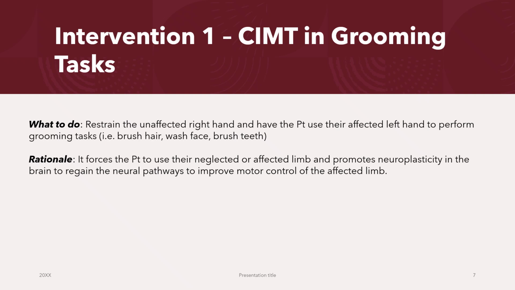Our first intervention is constraint-induced movement therapy. Constraint-induced movement therapy involves restraining the unaffected right hand and having the patient use their affected left hand to perform grooming tasks like brushing their hair, washing their face, brushing their teeth, or anything else they would like to do with that grooming. The rationale is it forces the patient to use the neglected side in their affected limb and promotes neuroplasticity in the brain to regain the neural pathways to improve motor control of that affected limb.